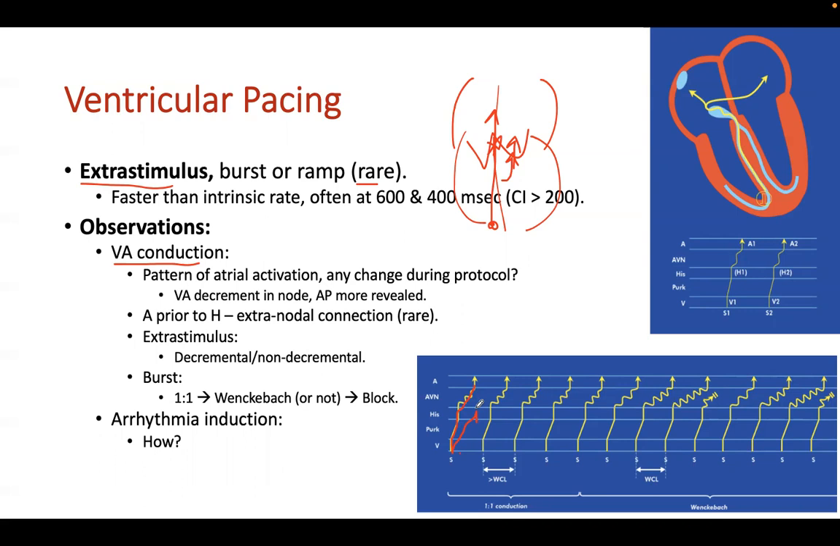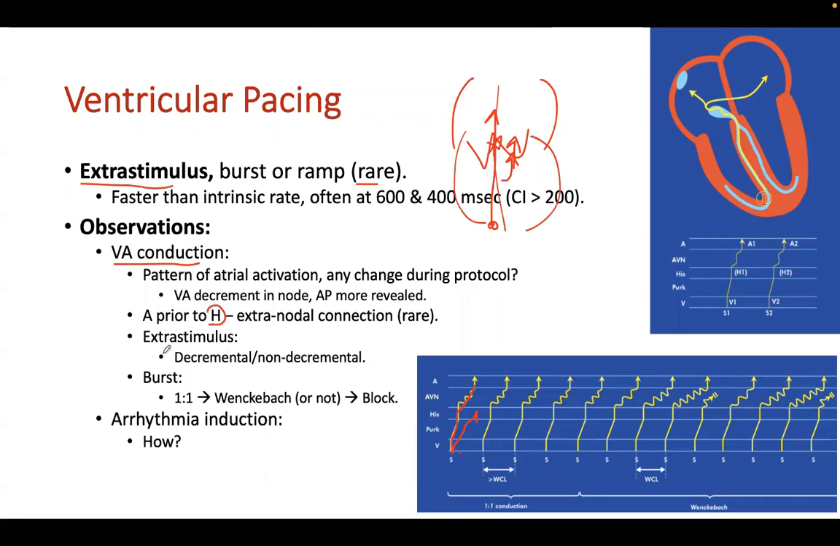If you're going up the AV node, you will see V, H, A. If at some point you see V, A, H, then you know A was activated because of an extranodal pathway somewhere before the AV node, hence there is an accessory pathway or additional connection between the V and the A. But this is rarely seen, because you don't usually see the retrograde His. Sometimes you see it, and if you do, it will be nice.